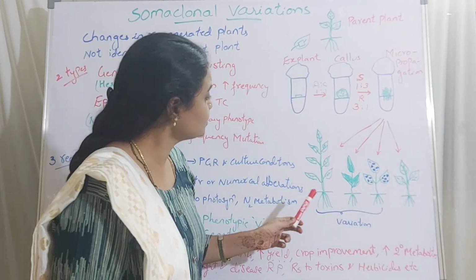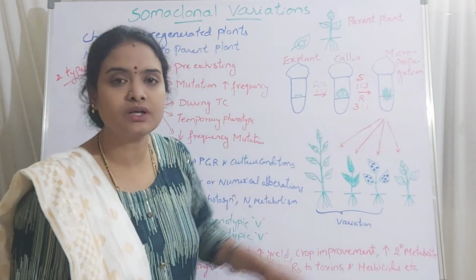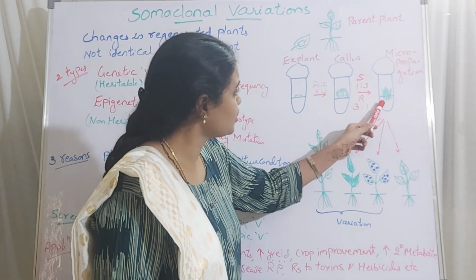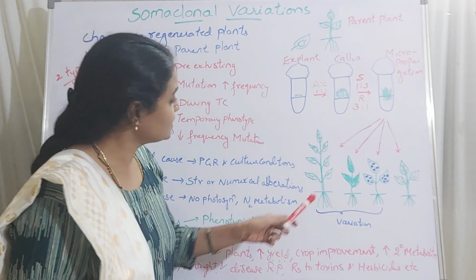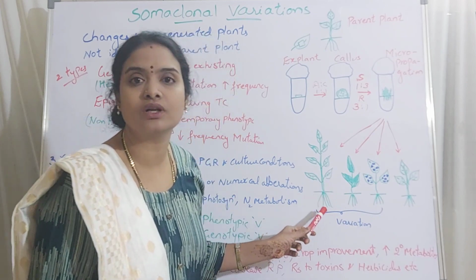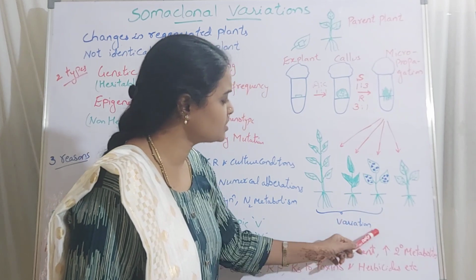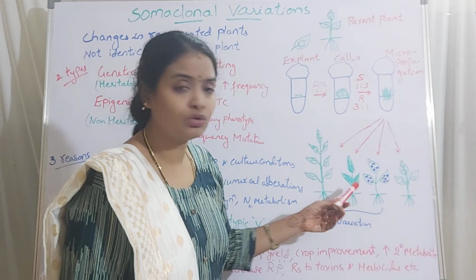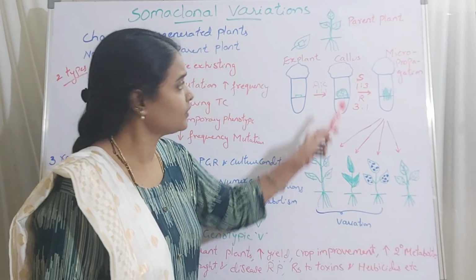Is it clear? So that means there are certain variations out of hundreds of plants which are produced by this micropropagation process. During this process, certain plants show some changes. These plants which are showing these changes are referred to as somaclonal variants. I have shown the variation in these three plants. As they are visible to our eyes, the external morphology is different from the parent plant.